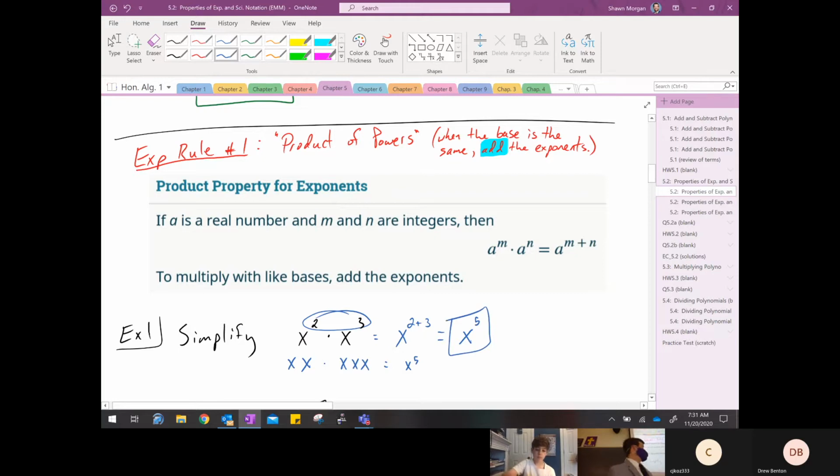And this really pays off when it's something like x to the 27 times x to the 32. Nobody in their right mind is going to want to write out 27 x's and then 32 x's and then count them all up. It's very obvious, very intuitive that we could just add their exponents. So that's our first rule.